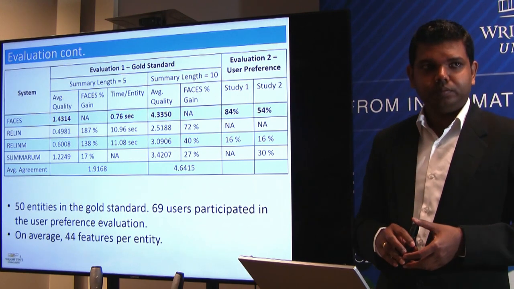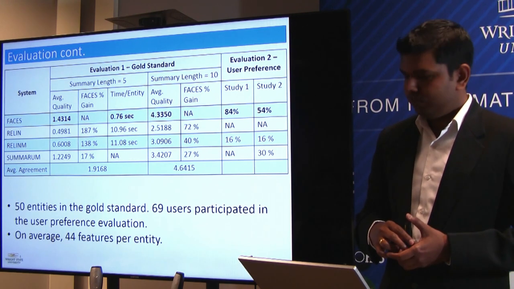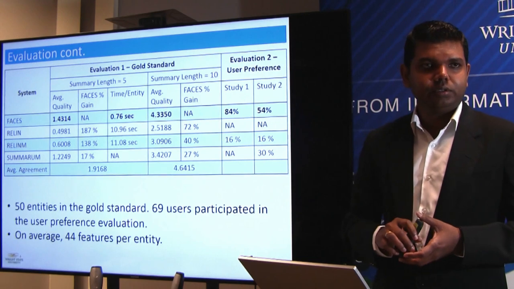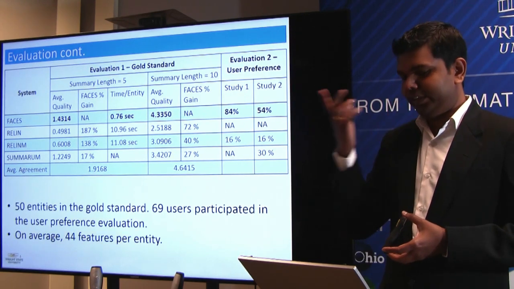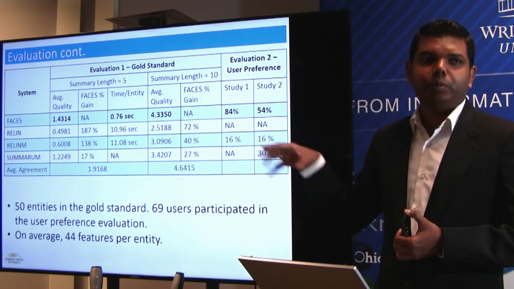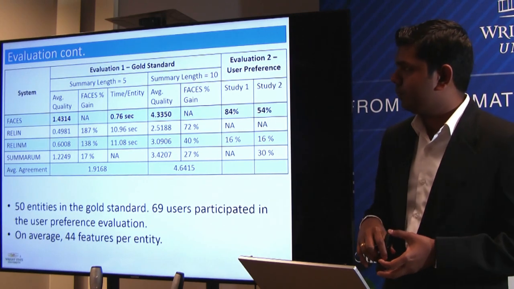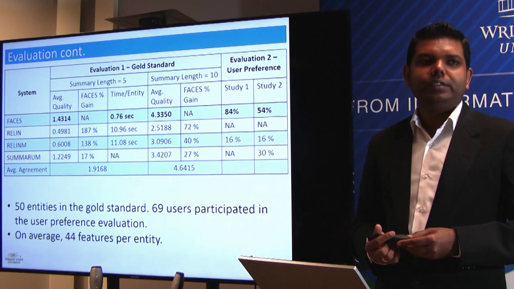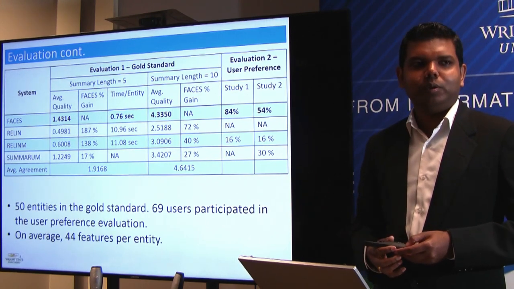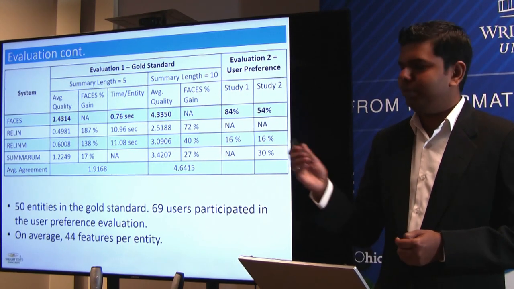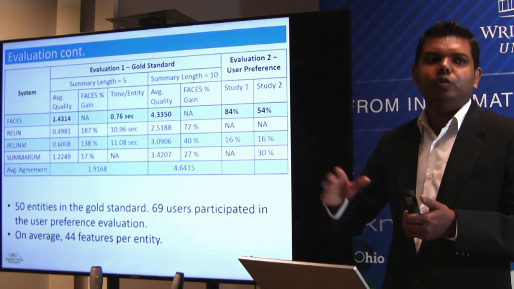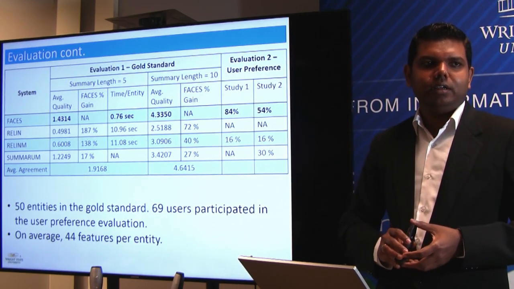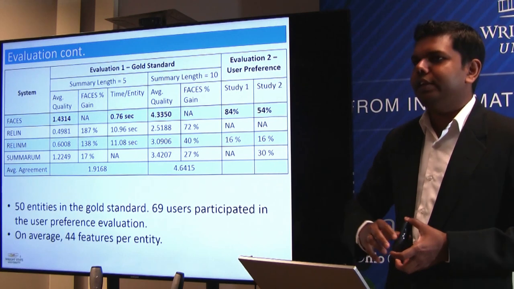So what was the first work in this whole line of work? FACES is our approach. FACES entity summaries is the approach that we are proposing here. No, Raylene is the first one. Raylene is based on PageRank. It's Gong's approach proposed in 2011. And Summarum is another one, a variation of PageRank again. So both of them consider a ranking mechanism.